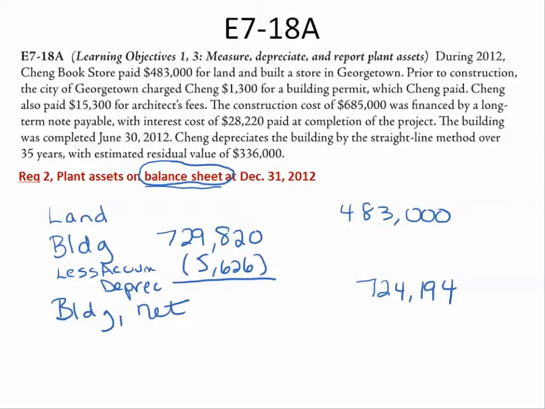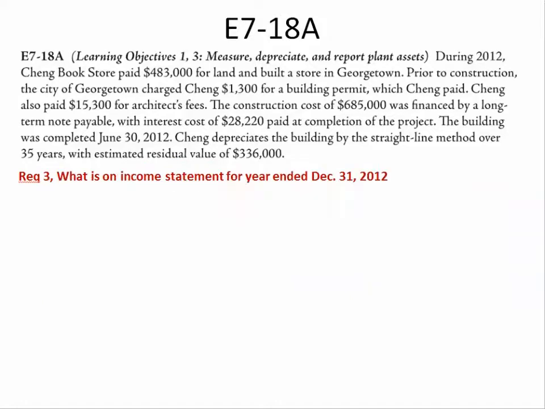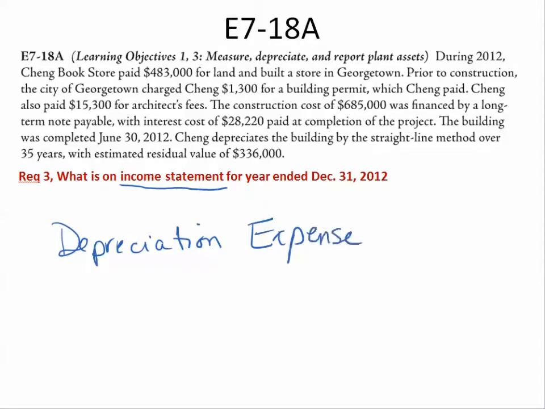The last requirement in this problem is to show what's on the income statement related to all of this. There's one line from all of this on the income statement, and it will be an expense. Depreciation expense goes with our expenses, and our depreciation expense for that year is $5,626. And that's it on how you do this problem. Not a bad problem, just go through step by step.